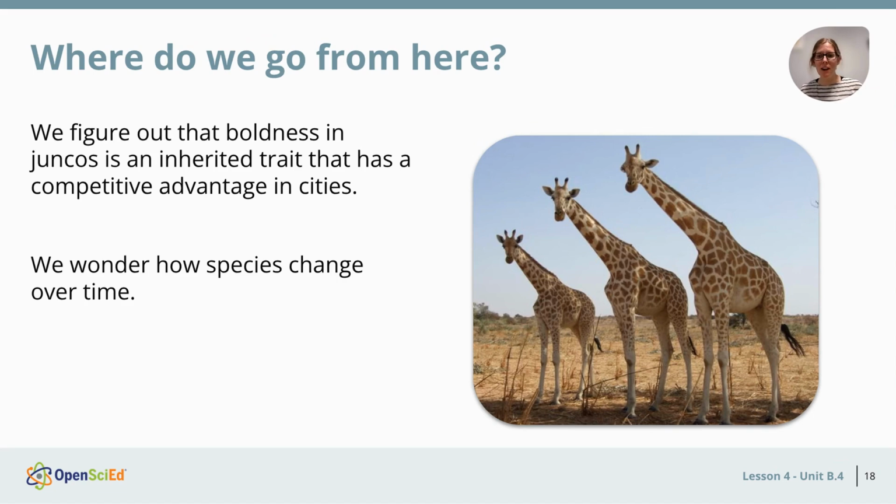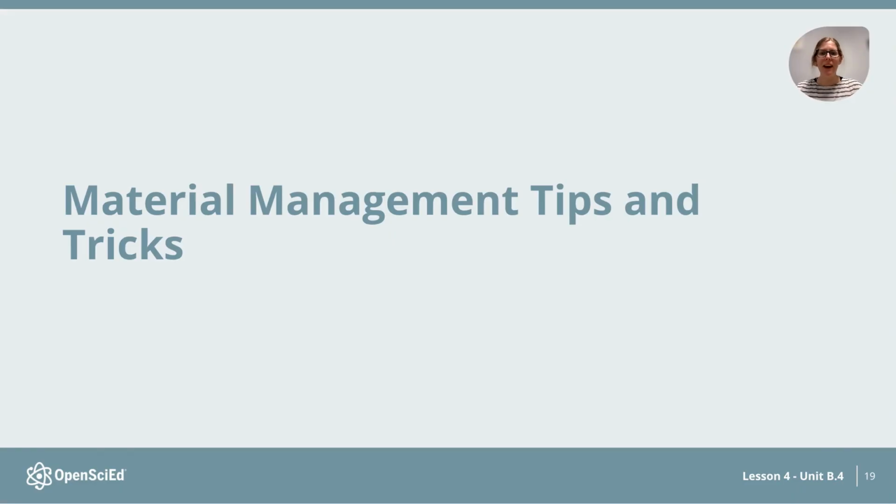So where do we go from here? We figure out that boldness in juncos is an inherited trait that has a competitive advantage in cities, and we wonder how species are changing over time. All right, material management tips and tricks.